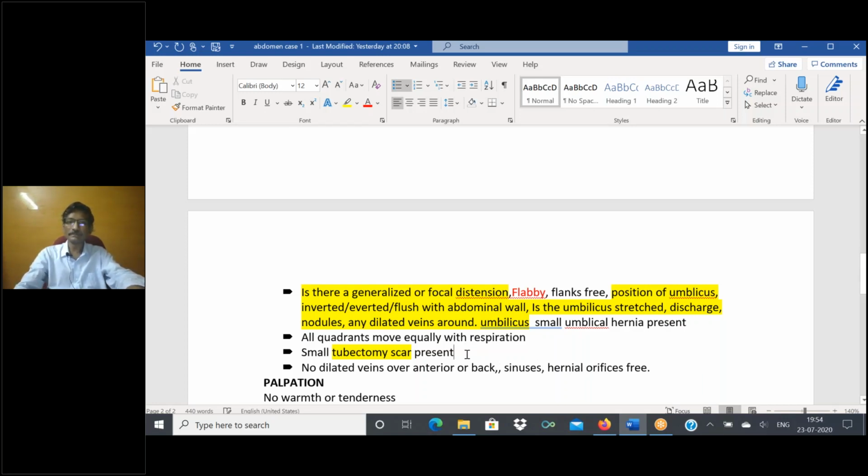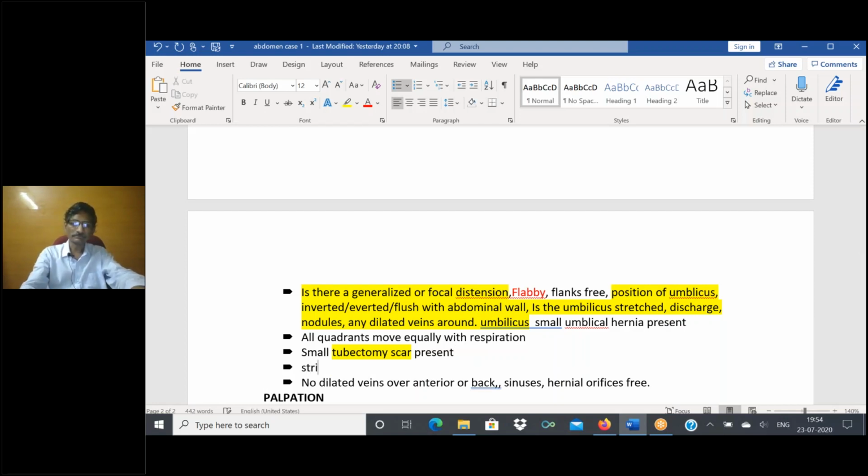You should mention about presence of striae. Okay, it can be a purple or it can be a white stripe. And please also include if there is any divarication of recti. Divarication of recti. Okay. So what is the relevance of this striae, divarication of recti? What is the relevance of back veins?